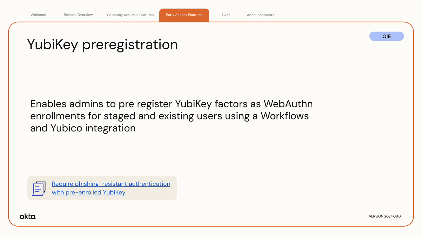YubiKey pre-registration. Customer admins were previously unable to enroll and ship YubiKeys as WebAuthn enrollments quickly and automatically. The YubiKey pre-registration feature enables admins to pre-register YubiKey factors as WebAuthn enrollments for both staged and existing active users, using a Workflows and Yubico integration to seamlessly handle the registration and shipment.